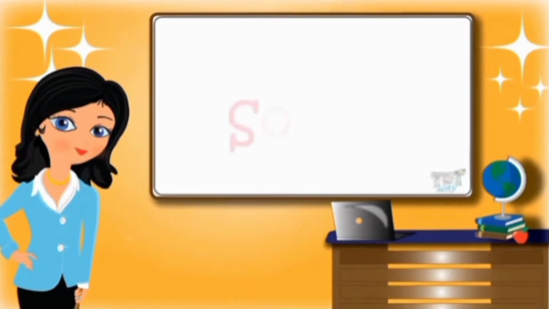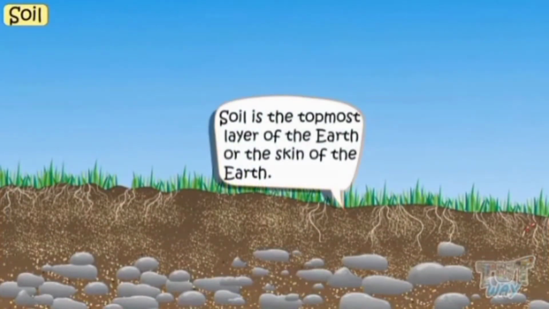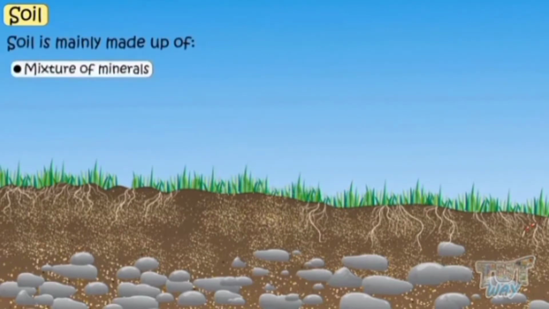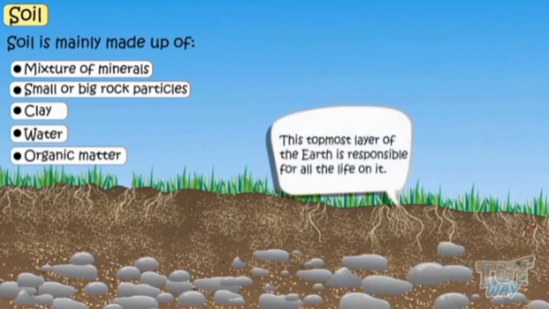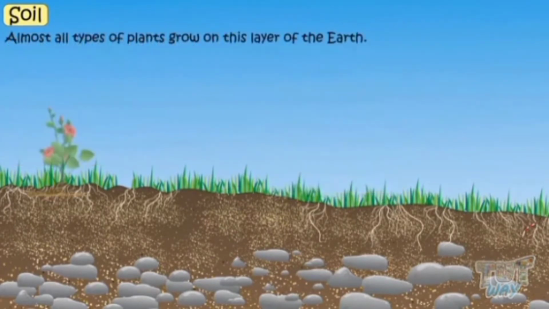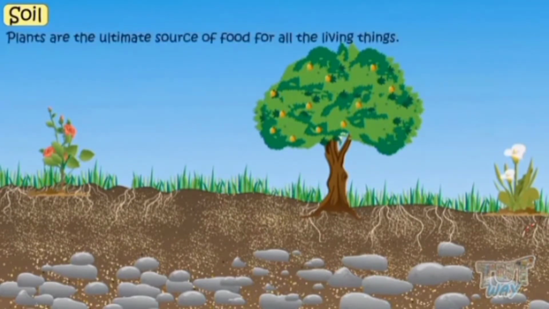Today we will learn about soil. So let's start. Soil is the topmost layer of earth, or the skin of earth, which is mainly made up of a mixture of minerals, small or big rock particles, clay, water, and organic matter. This topmost layer of earth is responsible for all the life on earth, as almost all types of plants grow in this layer of the earth. And we know the ultimate source of food for all living things is plants.